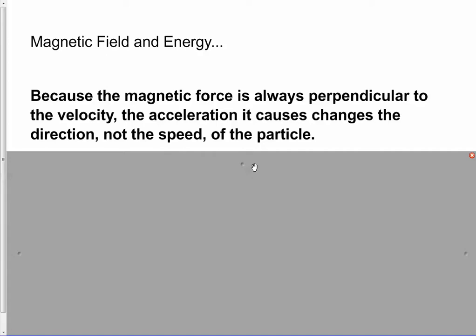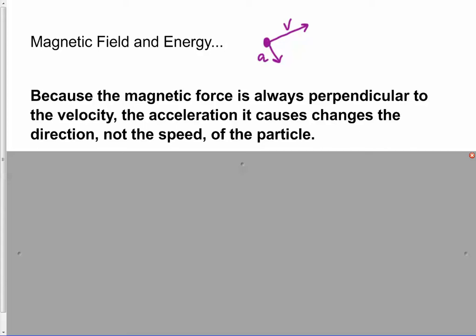So because the force is perpendicular to the velocity, the acceleration is perpendicular to the velocity, and that means the acceleration is going to cause a change in direction, but not speed. So a quick little picture here. If we have an object and it's moving this way, but let's say that we figure out the direction of the magnetic force and therefore the acceleration, and it's perpendicular, right? So it's maybe going this way, right?